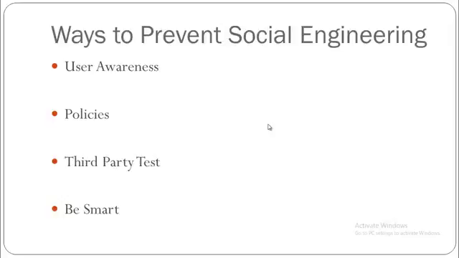That means a company should conduct some ethical hacking or third party test with their company. Having a third party come to your company and attempt to attack your own network, the third party will attempt to glean information from employees using social engineering, and it helps to detect the problems that people have with security. And finally, you need to be smart.